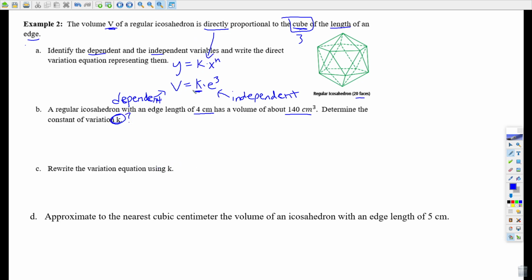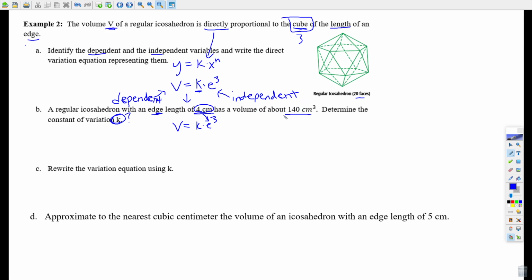So let's just use our generic formula from up top. I'm going to put it down here. V equals K times E to the 3rd. And then I'm going to plug in the numbers. They should give us V and E, and then we'll have to find K. So an edge length of 4 centimeters. What does that go in for? Well, we said E stood for the edge length, so I'm going to plug this in for E. It's going to go right there.